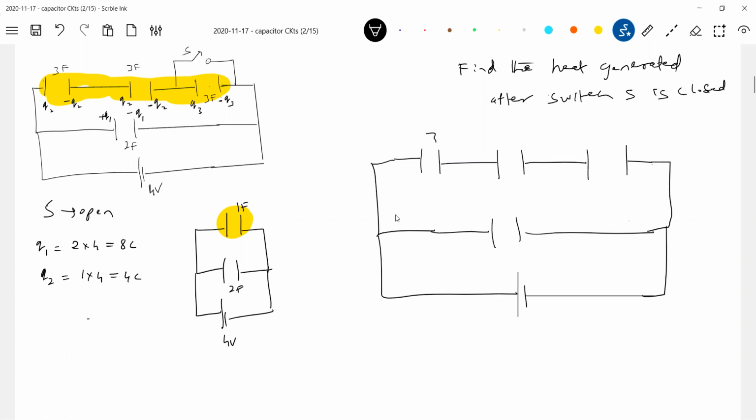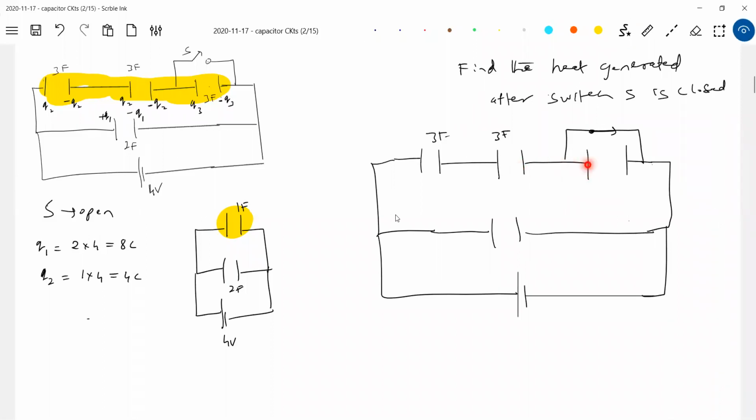This will be as it is, 3 farad, 3 farad. Here is where I'm going to close the switch. Now what shall I do with this capacitor? Is it shorted? Yes, you can replace it with a short circuit wire. So what happened to the charge here? Where will the charge go?